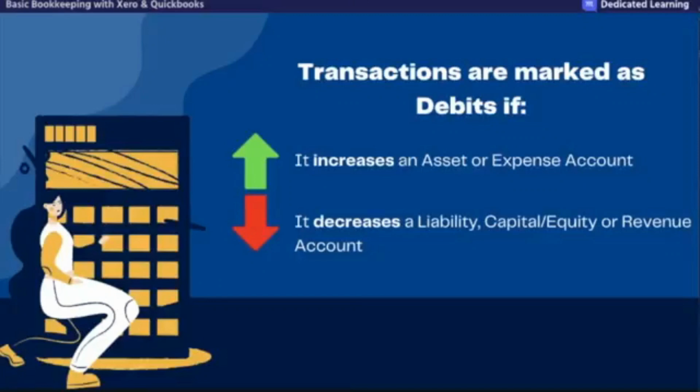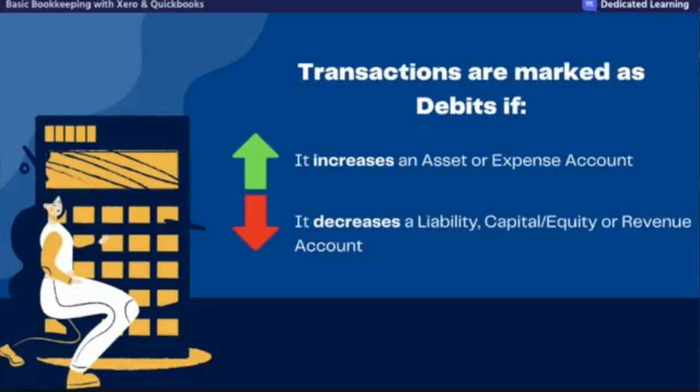Transactions are marked as debits if they increase an asset or expense account, or decrease a liability, capital or equity, or revenue account. So if this is something that adds on to an asset or an expense, then you can count this as a debit.